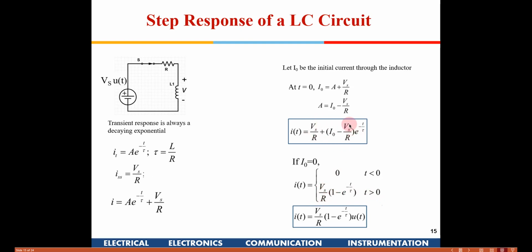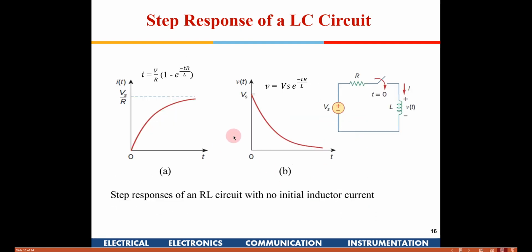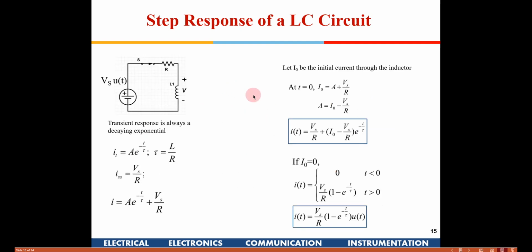Here also, if I put t equal to infinity, this entire term gets multiplied by 0, so it goes off, and again you will get Vs by R. So we'll take this as a special case where I0 is equal to 0. Here the current will go from 0 to Vs by R, and the voltage across the inductor initially will be Vs. So you need to be aware of that.